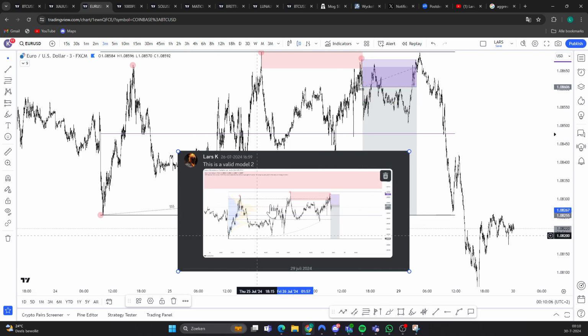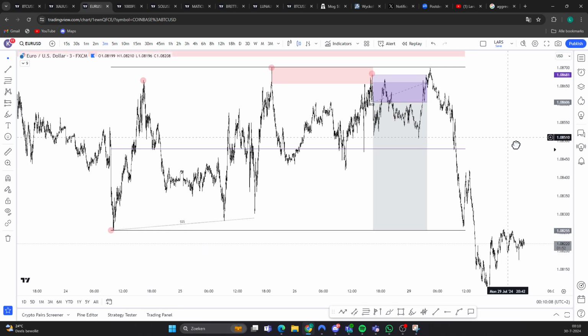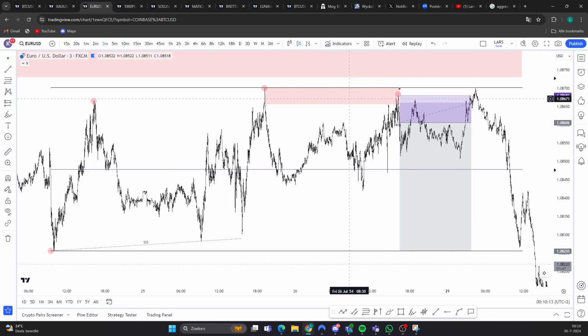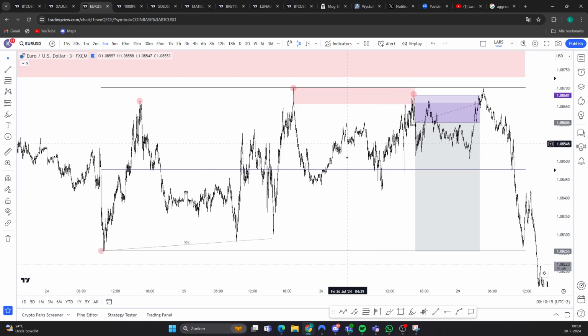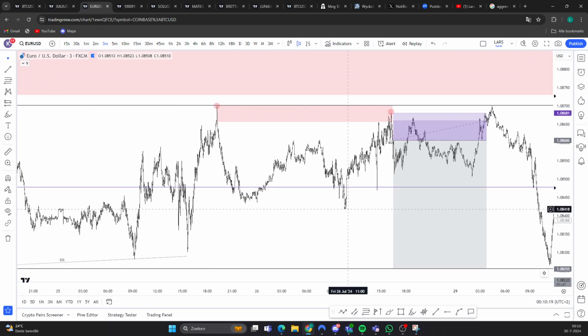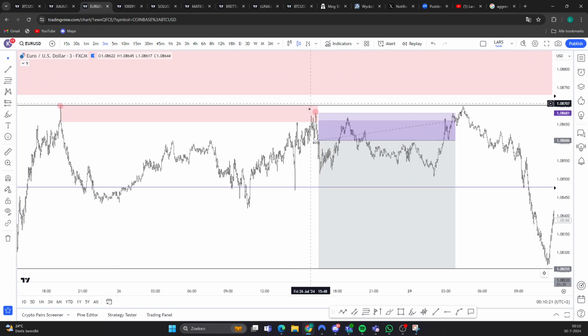Okay. So I was watching this setup and I did take it because we tapped extreme supply and we got the break. And we have the return to zone with the liquidity below us. So it's a valid setup. Also, no reason to go higher because you tapped extreme demand. And it was the extreme demand.